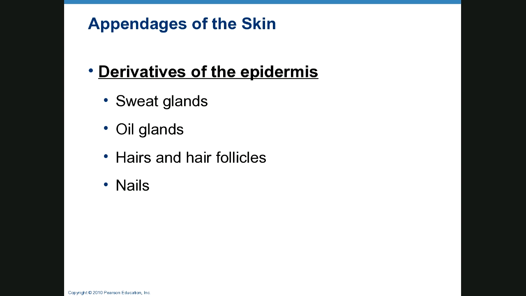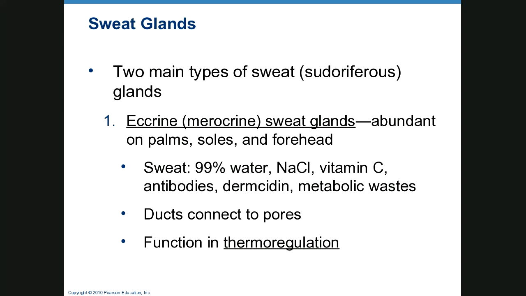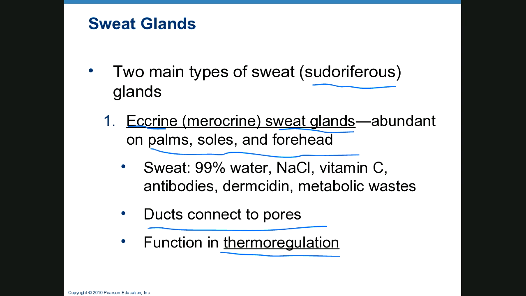Now, derivatives of the epidermis, appendages of the skin, we'll talk about sweat glands, oil glands, hair and hair follicles, as well as nails. Sweat glands, we have two main types. Sweat glands are also called sudoriferous glands. Eccrine sweat glands are just your regular old sweat glands that help cool you off, thermoregulation. They are connected to the skin through pores, and you do have them on the palms, soles, forehead, as well as on your back, and pretty much anything that gets wet when you're hot.